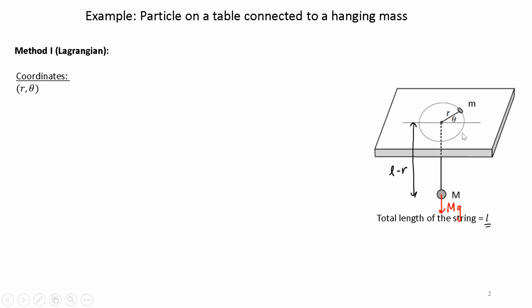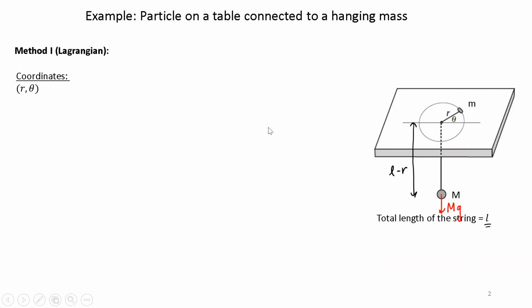The other way to think about it is that for this particle, you have two coordinates because it's moving on the plane, so you need two numbers. And this mass over here obviously only moves up and down, so you need one more. So in principle, you need three. But because of the constraint, which is that the length of the string is always a constant, you end up needing just two coordinates.